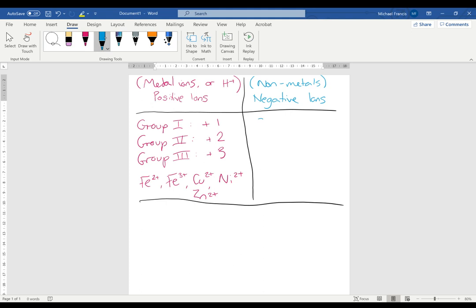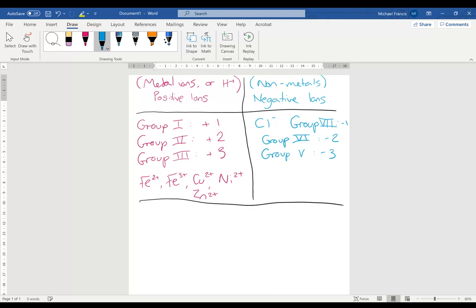For the non-metal ions, we've got things like chlorine. It's in group 7, and its ion, the chloride ion, is -1. So are all of the other group 7 ones. They're all going to be -1. The ones which are in group 6 will be -2. And the ones that are in group 5 will be -3.